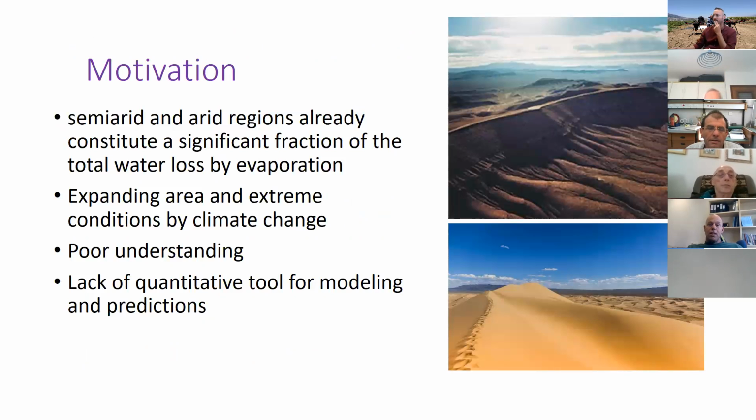Our motivation is centered on semi-arid and arid regions, because in these regions we barely have plants and there's a lot of exposed soil. We are interested to know how much of the precipitation that goes down on these soils, or how much shallow groundwater or groundwater, can evaporate, and to quantify this. These areas are expanding from desertification, and higher temperature can make them evaporate more. There's poor understanding and a lack of quantitative tools for modeling and predictions.